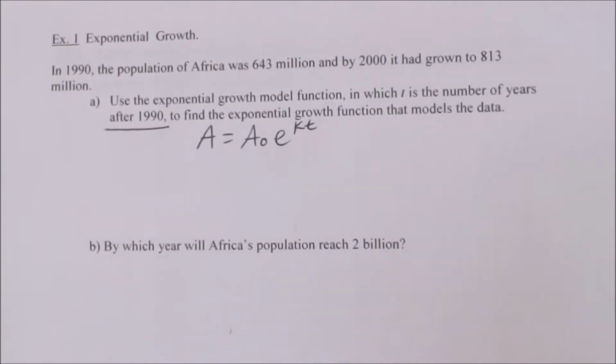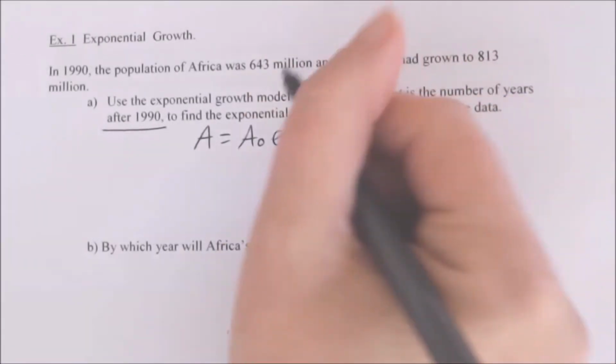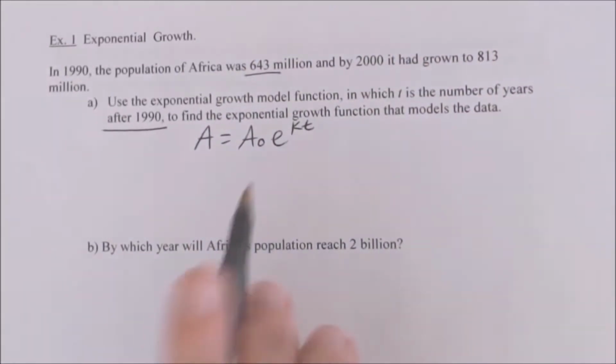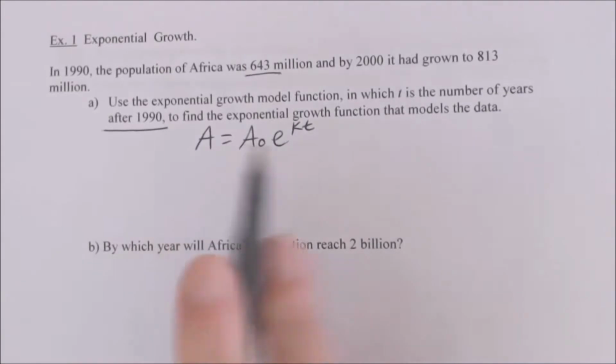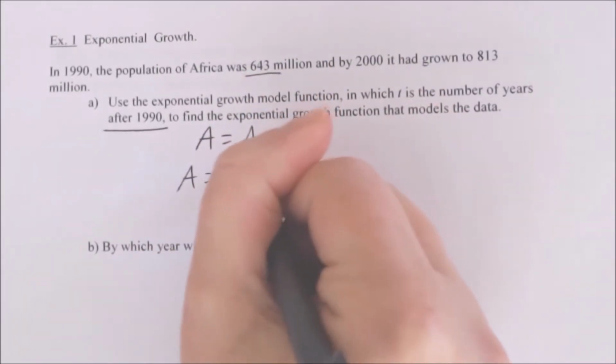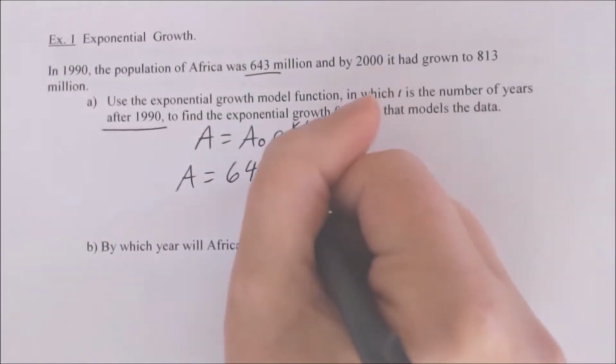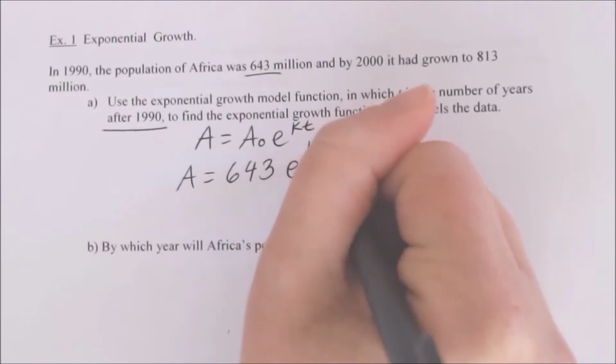Well, A naught, remember, is the starting value. So we started measuring this in the year 1990. So according to the question, what was the population in the year 1990? And so the population in that year was 643 million. So that's going to be our A naught value. So we're going to start measuring in 1990, and that year the population was 643 million. So remember, A naught is your starting value or your starting amount.